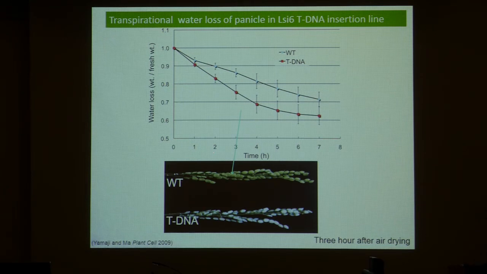So this is actually a simple experiment. When you cut the panicles of wild type and the Lsi6 mutant and leave them on the table for just 3 hours, you can see the difference in the phenotype, because this is actually caused by water loss. So you can see from this picture that silicon is important for protecting the panicle from water loss. Okay.